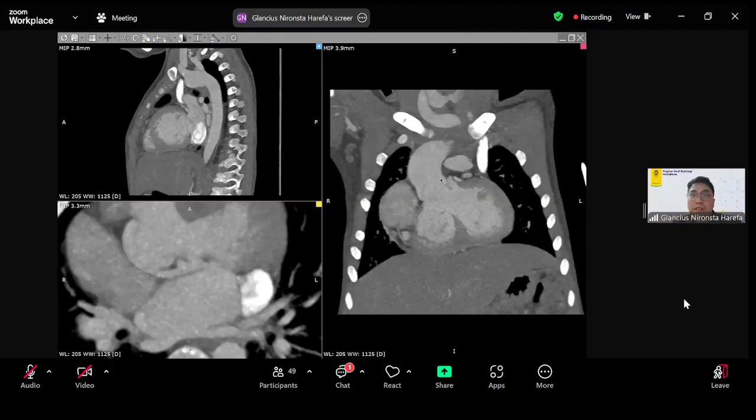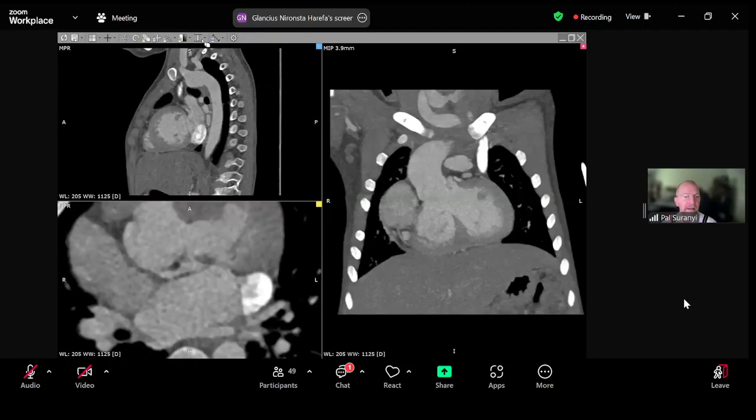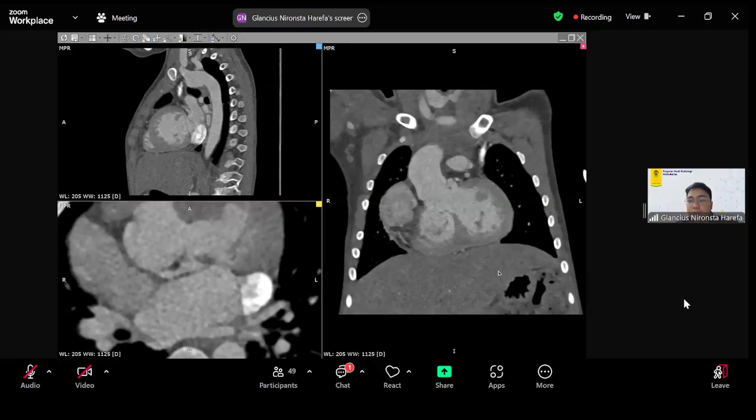Yeah, okay. MPR. But do that with the axial. Yeah, very good. And then let's look at that axial this way.